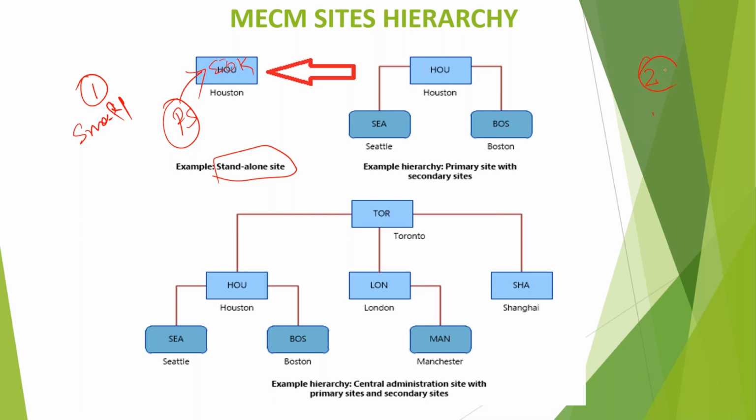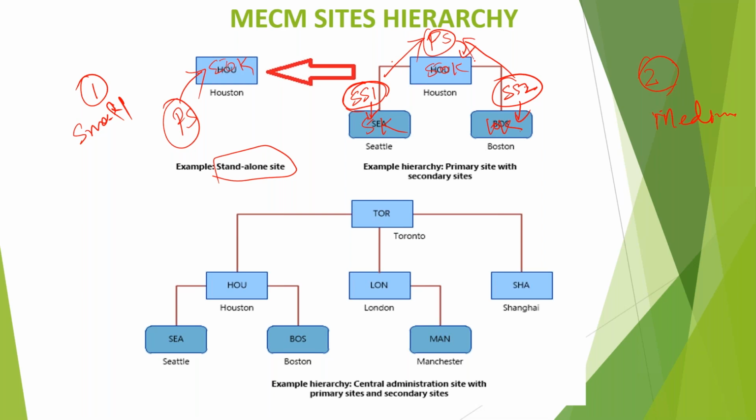The second architecture is for medium size organizations. So let's say you have headquarters in Houston. So 50,000 devices are in Houston, and the primary site is managing these 50,000 devices. But what about the devices in Seattle and Boston? Let's say there are 5,000 devices in Seattle and 10,000 devices in Boston. Who will manage these devices in branch offices? So we will install secondary sites. Let's say secondary 1 will be managing the devices in Seattle, and secondary 2 will be managing the devices in Boston, and both will be reporting to primary.